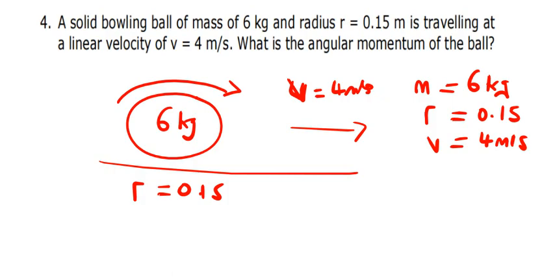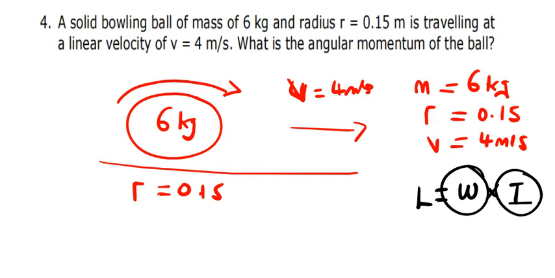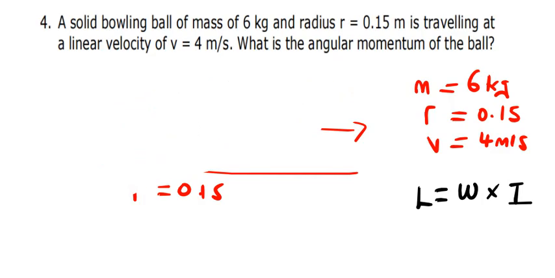Now what are we going to do? We're trying to find the angular momentum. The way we find our angular momentum is given by the angular velocity multiplied by the moment of inertia, which is I. So basically we're supposed to find what the angular velocity is and the moment of inertia for us to find the angular momentum.